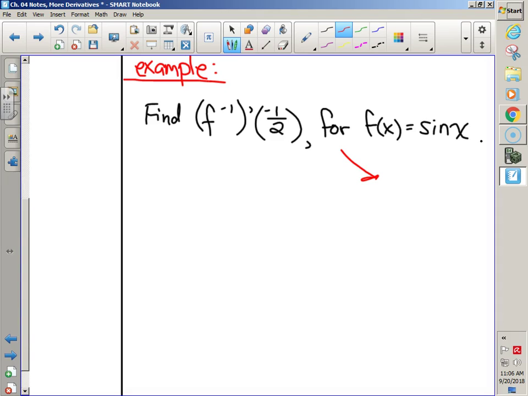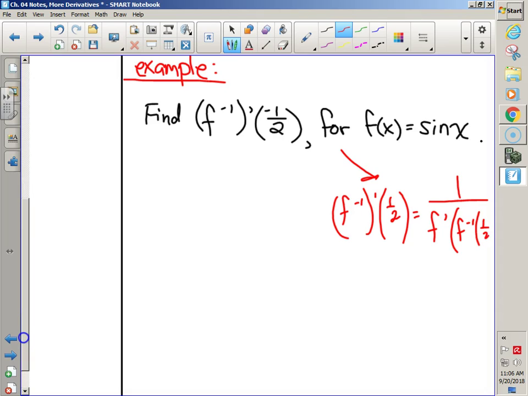So the formula would say f inverse prime of 1/2 is equal to 1 over f prime of f inverse of 1/2, which would equal 1 over cosine of f inverse of 1/2. Wouldn't that be the same thing as sine inverse, since I can take the inverse of this, of 1/2? Because I could actually find the inverse function of this one. We can't always.